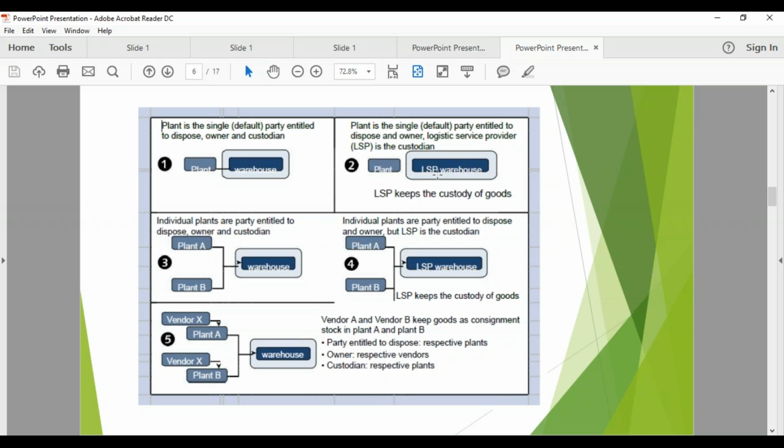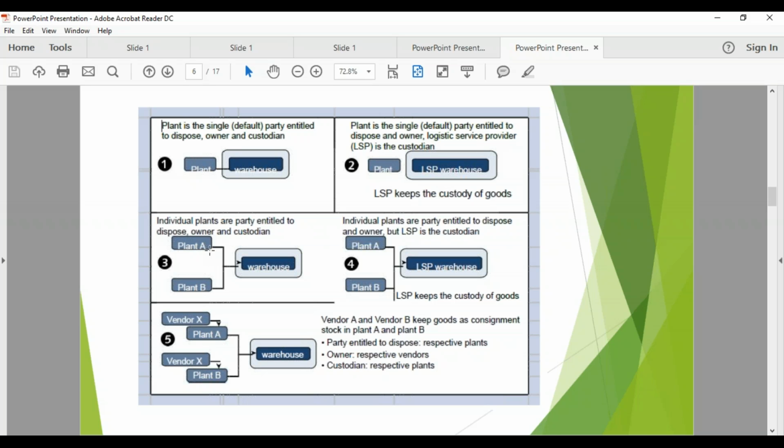Mainly they'll be holding the operational level, and then dispatching from the warehouse to the customers or wherever the locations need to be. So that is one example of the logistics service provider. At that time, the logistics service provider only holds the custodian responsibility, but the plant will hold the ownership of that. So this is one of the scenarios.